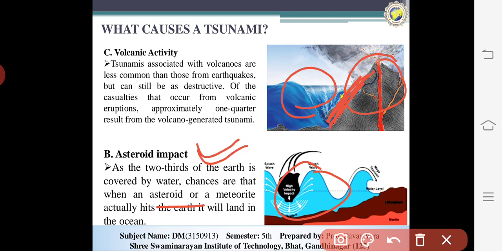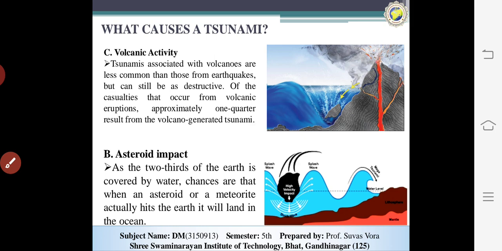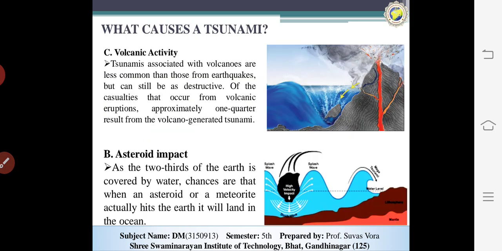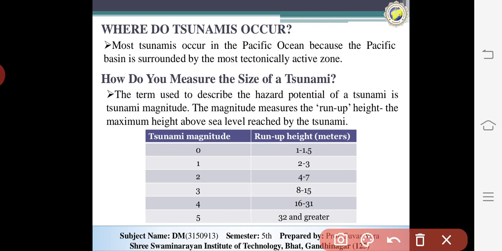You can see that a tsunami will be created by the asteroid effect. So these are the causes of tsunami. Now, where will tsunamis occur? Generally tsunamis occur in the Pacific Ocean because the Pacific basin is surrounded by the most tectonically active zone. So how do you measure the size of the tsunami?